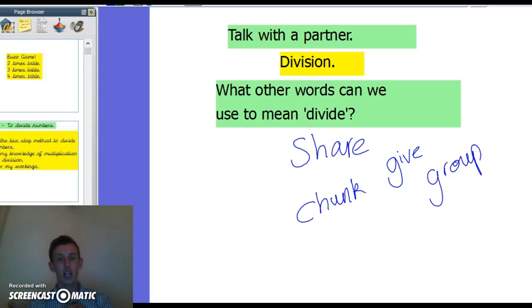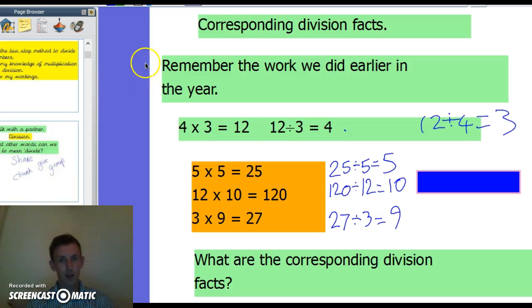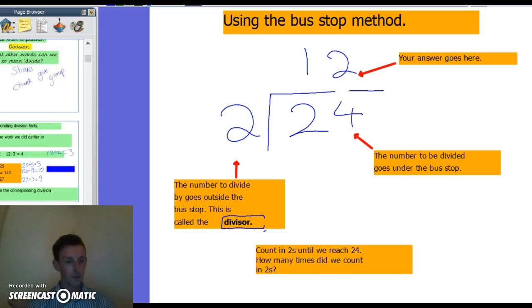So one of the first things we did, we talked with a partner, and we thought of other words that we can use to mean divide: share, chunk, give, and group. And earlier, right at the start of the year, one of the first videos that we did was finding corresponding division facts. So I have the multiplication fact here: 4 multiplied by 3 equals 12. And we can flip this round to be 12 divided by 3 equals 4, or 12 divided by 4 equals 3. So you already know lots of corresponding division facts. And if you look down here, there's a few more examples. Hopefully you understand this by now.